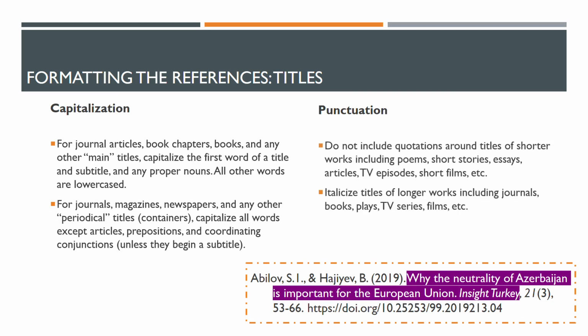Secondly, APA has particular rules when it comes to the punctuation of titles. You do not place quotation marks around titles of works. The only exception is if the title contains a phrase that you would otherwise treat as a quote, which does happen sometimes. You do italicize the titles of longer works, which can include the title you're citing or its container. As you can see in the example below, Incite Turkey is italicized as the journal is the longer work containing the article.